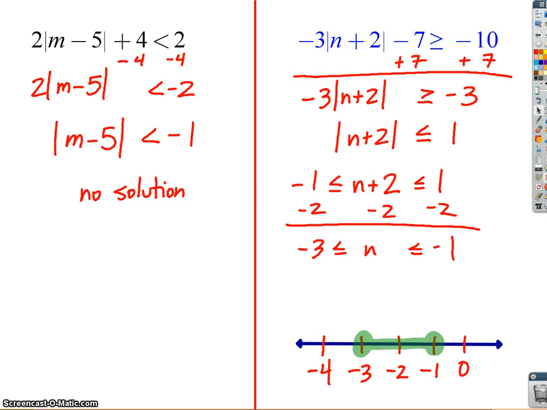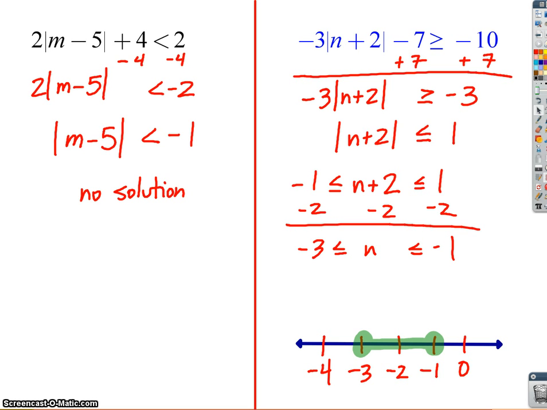The very first one here, once you subtract 4, you end up with a negative number on the other side. And once you divide by 2, you still end up with a negative number. And so you end up with no solution because you cannot get an absolute value that's less than negative 1. You can't get it to be equal to negative 1 either. You can't have it be any negative number. So that's why that one ends up with no solution.